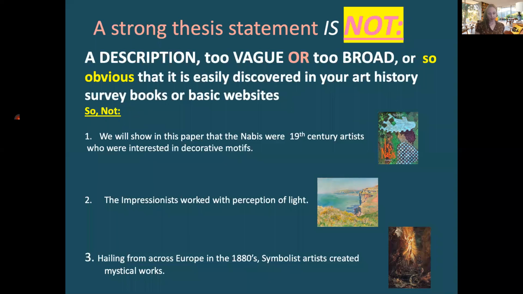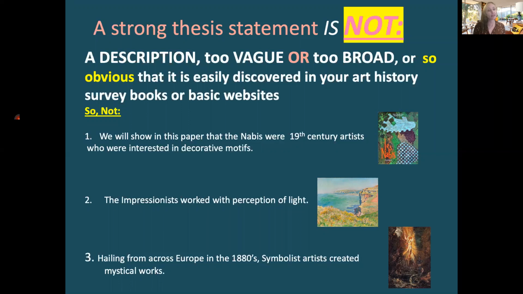I read a paper that was very, very well researched, but I couldn't get them to say something unique about the art. It was just that pop art was about critiquing the commercial world. So, for example, what you don't want: We will show in this paper that the Nabis were 19th century artists who were interested in decorative motifs. You can just look at a bunch of images of their work and know this.